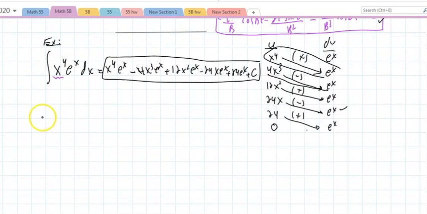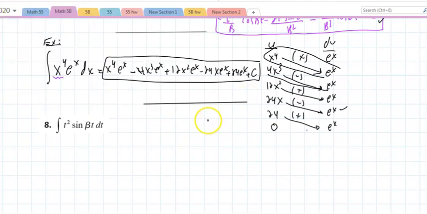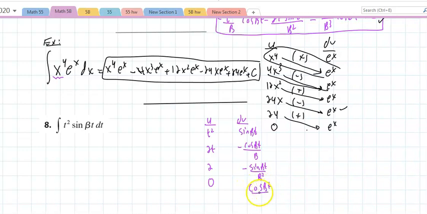I could come in and say, well, let's apply that to this. A nice shortcut. A very bright person came up with this, obviously. If I let here u equal t squared, take a derivative, take another derivative, so you take derivatives until you get zero, and let dv be the sine of beta t. If you integrate that, that's going to be negative the cosine of beta t divided by beta. If you integrate that, that's going to be negative the sine of beta t divided by beta squared. And if you integrate that, that's going to be positive the cosine of beta t divided by beta cubed. You're going to multiply across that way. Start with a plus and alternate on the signs.